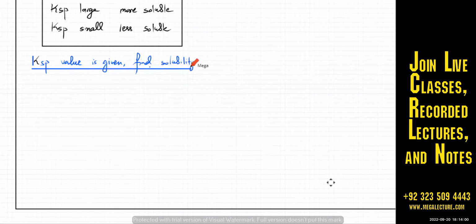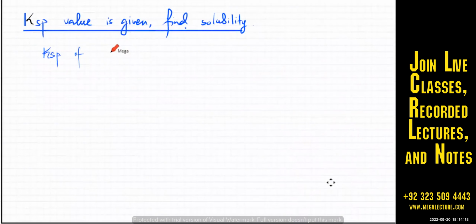Now, what happens in this question is that, for example, they told us the Ksp of some other ion. Let's say they talk about the Ksp of MgCl2, and they give us a value. They tell us that it's 2 times 10 power minus 4 mol cubed dm minus 9.